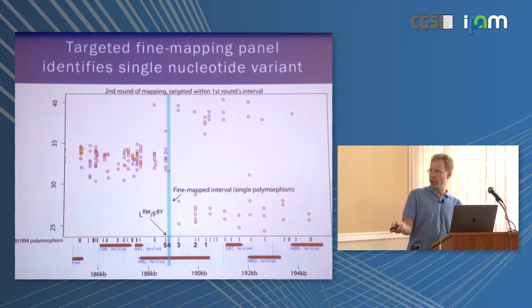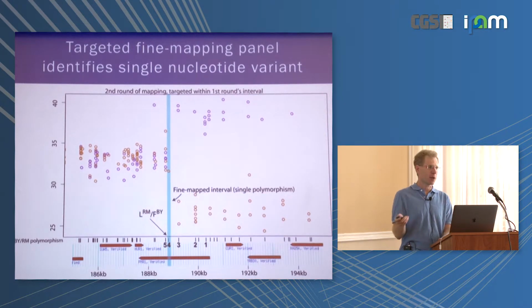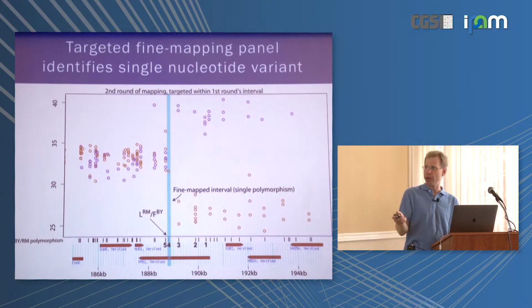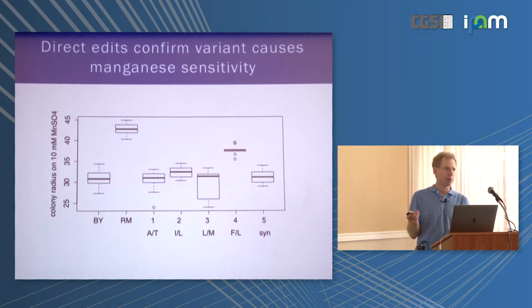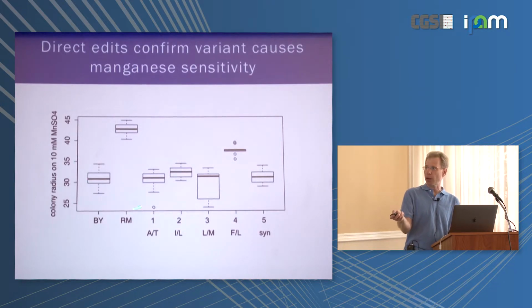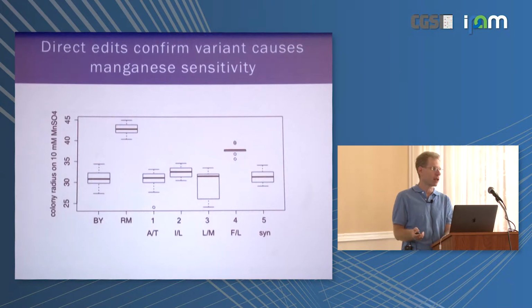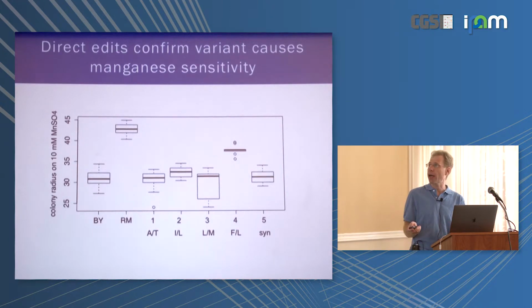There are 5 variants within this gene. 4 of them change an amino acid. The 5th one is synonymous, but we wanted to test it just because it's so close to the one that our mapping strategy here picked out. And we tested them directly by just making that one targeted change in the genome. And you can see that for changes 1, 2, 3, and 5, as predicted, they're not different from the parent strain that grows poorly. But once we flip this amino acid from this parent to this parent, you see a very substantial increase in growth in the presence of manganese.